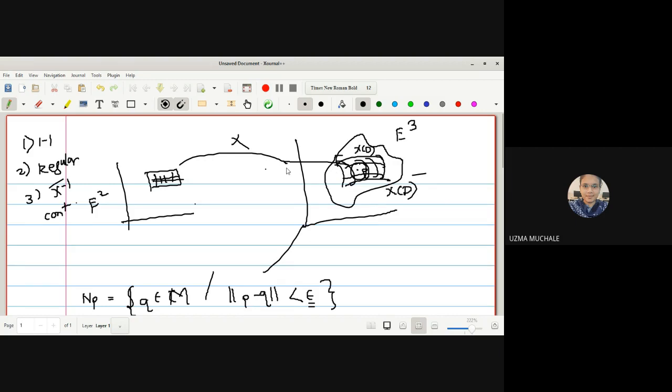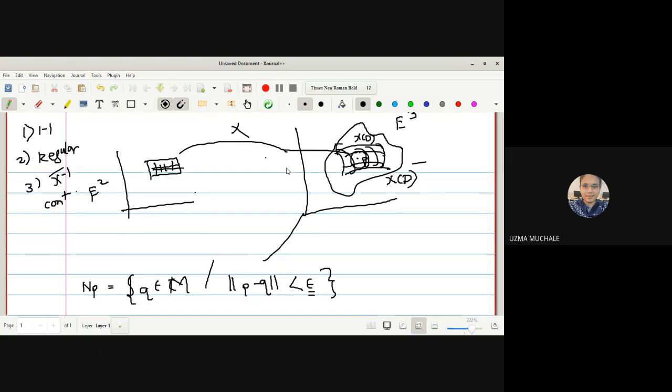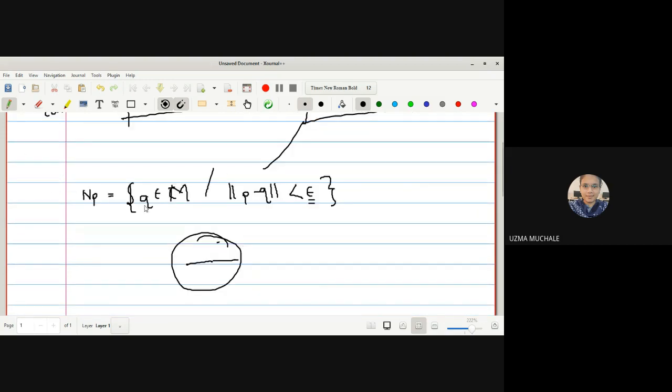So in this way we can define a surface: a subset M of E3 such that for each point P in M, there exists a proper patch in M whose image contains the neighborhood of the point P in M. Now, how to define the neighborhood? For every point P, the distance between any point Q on the surface and P should be less than epsilon. That means you should have a neighborhood for the point P. Okay, so this is the definition of a surface. This should be true for every point P of the surface M, and for every point P we should have a proper patch.